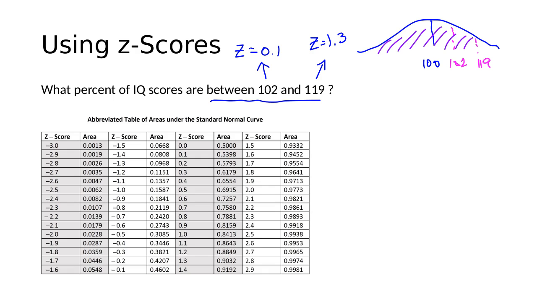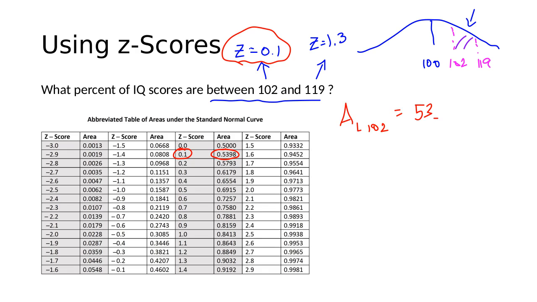Then we're going to find the area to the left of 102, and we're going to subtract. And when I subtract off the area that's to the left of 102, what I have remaining is the area between those two scores. So let's go ahead and do that. We know our z-value for 102 is 0.1. So the area to the left of a score of 102 is going to be 53.98%.